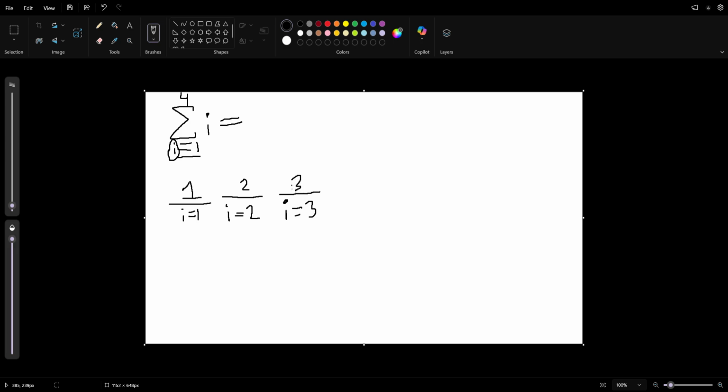Yeah, you're right, 3. And lastly, because it's the last value of 4 right here, we want to do i equals 4, and this would just be 4. Now we want to add all these together. It would be 3 plus 3, 6 plus 4 equals 10. Interesting, right? But what if I told you there's another shortcut to this solution?